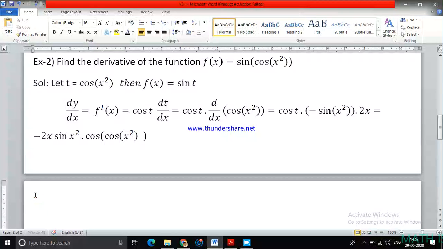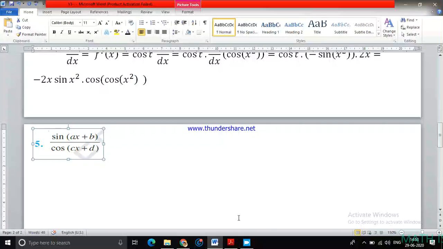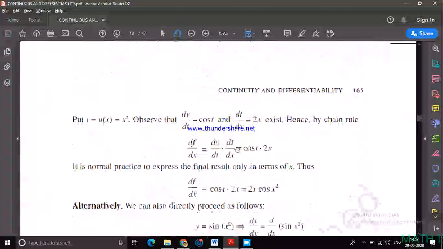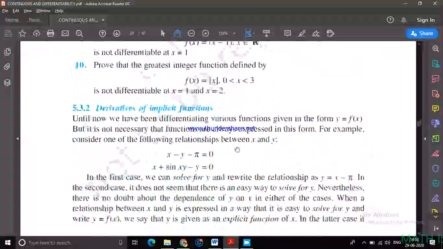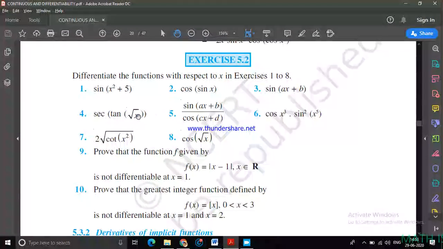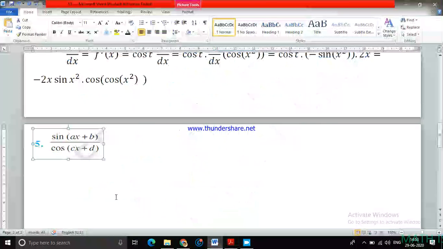So next, if I move to the next example, now I started the 5.2 exercise. I think the first, second, third, fourth questions you can solve. Let me solve this fifth and sixth questions where you have to use the u by v formula. This is sin(ax plus b) upon cos(cx plus d).